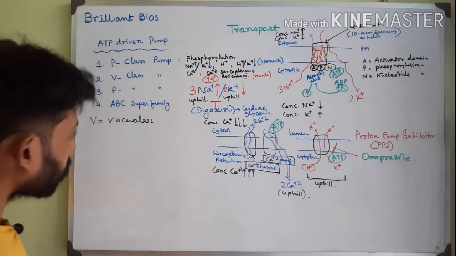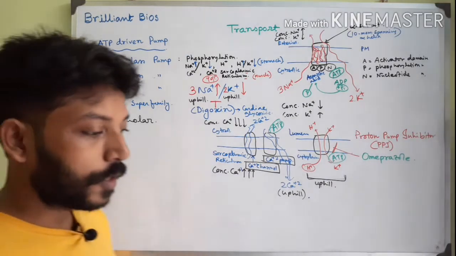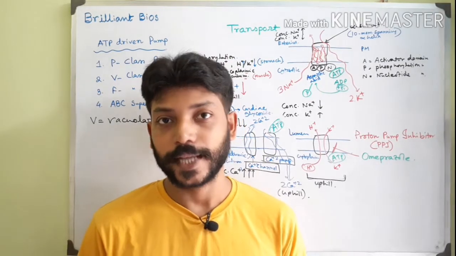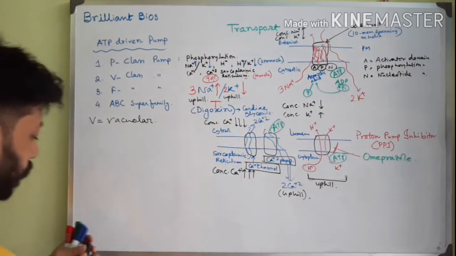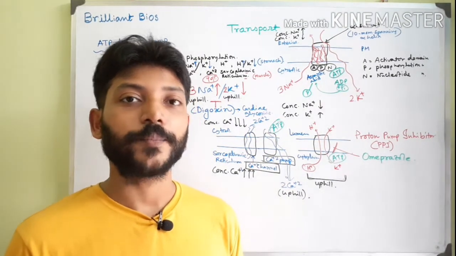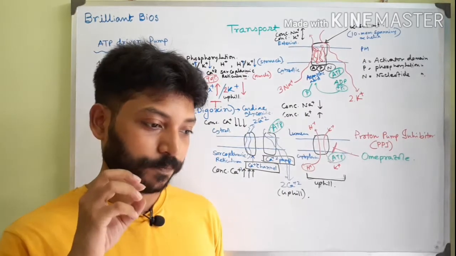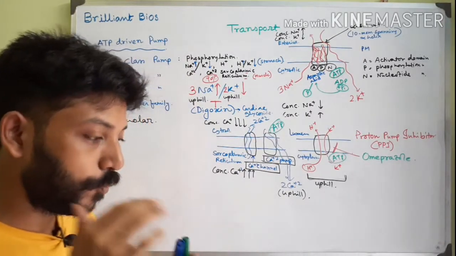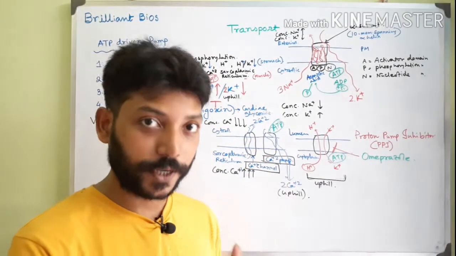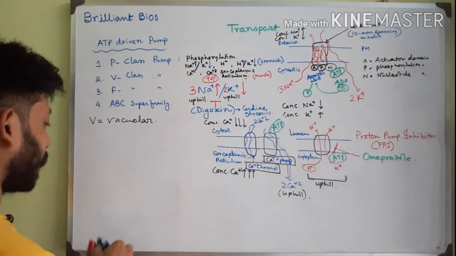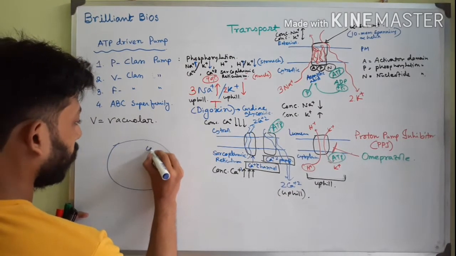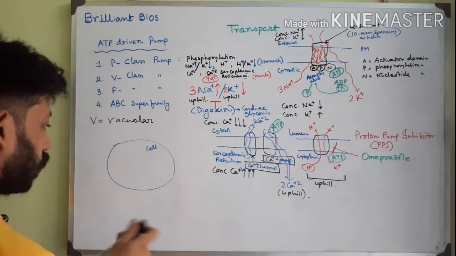Now, vacuolar means the plant cells have vacuoles and the animal cells have lysosomes. This V class pump is actually a proton pump. They help in the movement of protons inside the vesicles. Now let me draw a cell and then a vesicle. So let's assume this is a cell, and this is the lysosome.